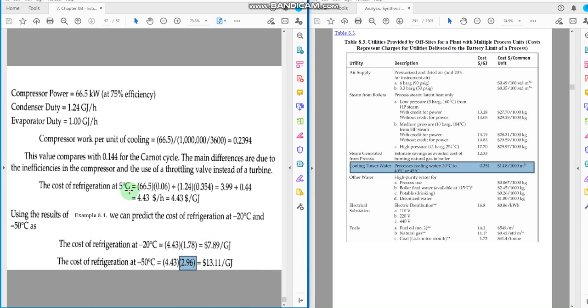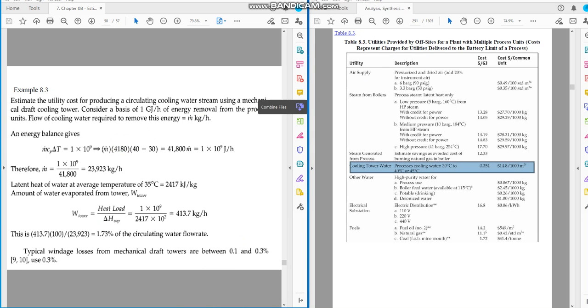So overall, at 5 degrees C you have to spend less money, but as the temperature requirements go lower and lower, you have to spend more money to achieve that temperature.